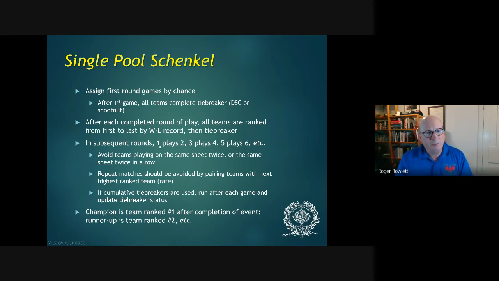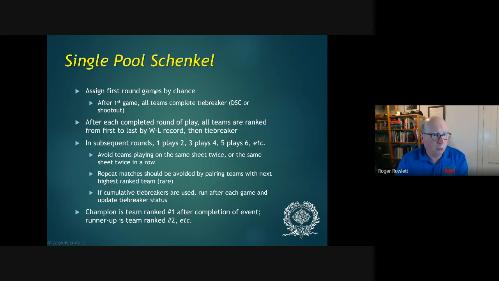And then in each subsequent round, the number 1 team plays the number 2 team, the number 3 team plays the number 4 team, number 5 plays number 6. This is really easy to do because once you rank the teams, you can just put this in a spreadsheet. Then 1 plays 2, 3 plays 4, 5 plays 6, right down the line. And then you lather, rinse, and repeat. You do this again for 3 rounds, however many rounds it takes to determine a unique winner.